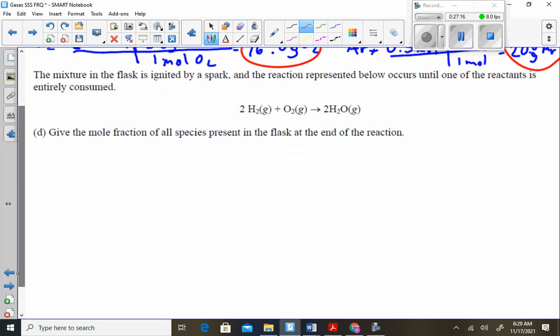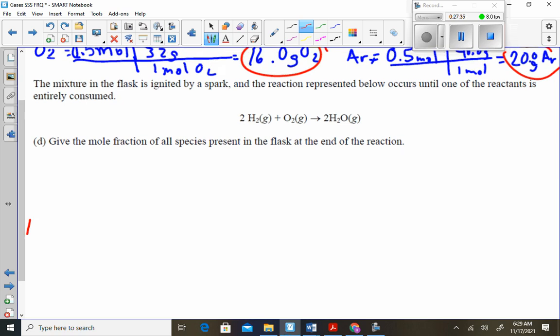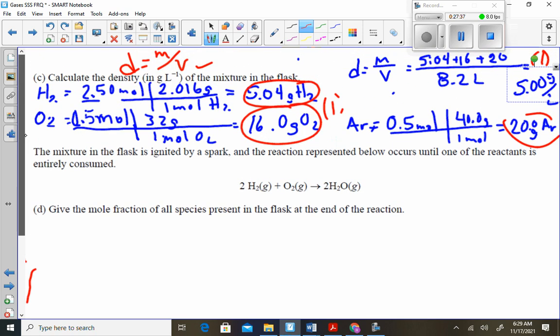Okay, now we're saying that that mixture is ignited by a spark, and we have this reaction going on, hydrogen reacting with oxygen to form water. It says give the mole fraction of all species present in the flask at the end of the reaction. So that means we have to figure out what's in the flask.